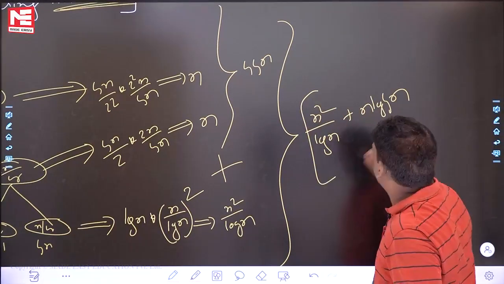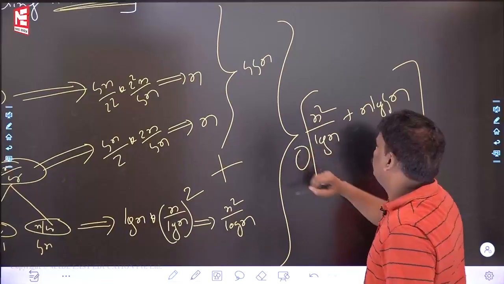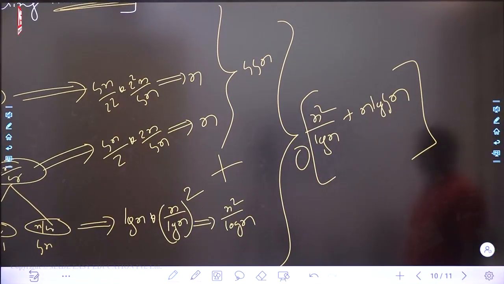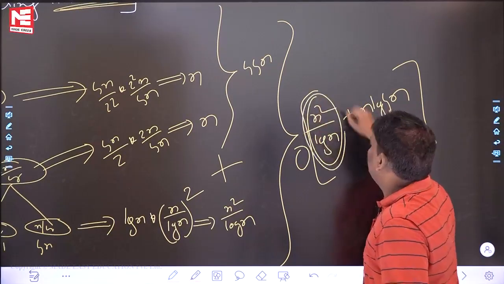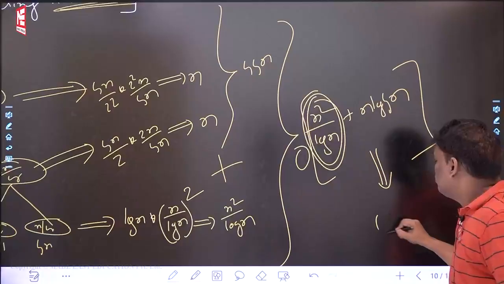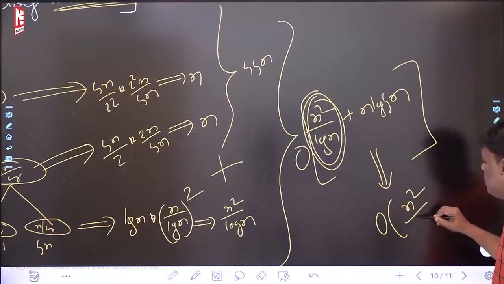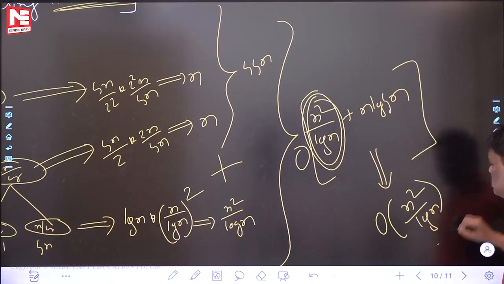If you don't know, if you don't want to take risk, just keep big O. N square by log n plus n log n. You know here n is there, but here n square. The bigger one is this only. If you want, you can write like this also: big O of n square by log n. This is the final answer.